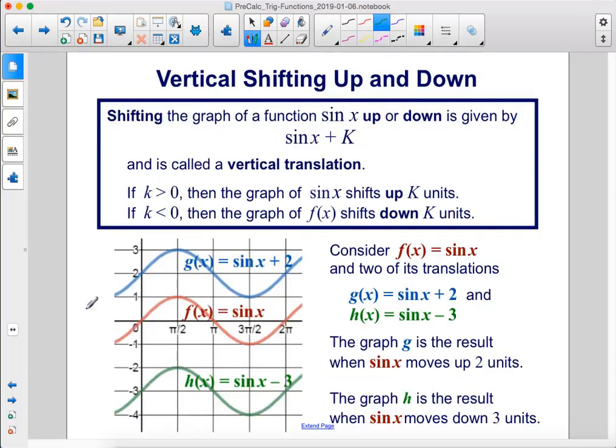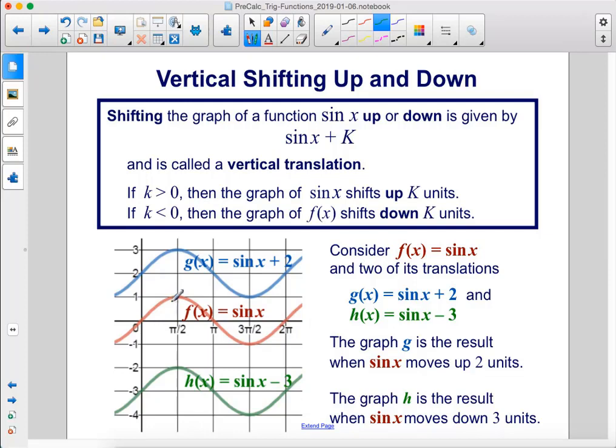Shifting the graph of a function sine x up or down is given by sine x plus k. It is called a vertical translation. If k is greater than 0, then the graph of sine x shifts up k units. If k is less than 0, then the graph of f of x shifts down k units.